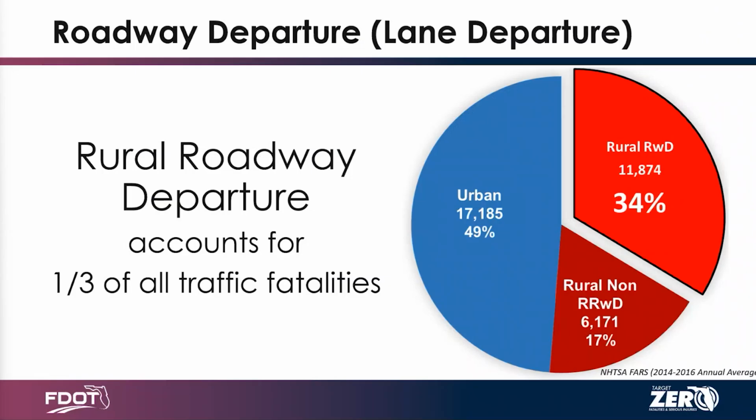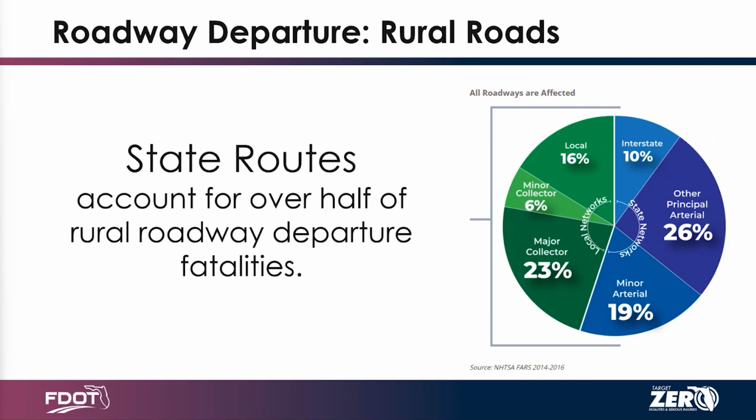So roadway departure or lane departure, the key takeaway here is that rural roadway departures account for a third of all traffic fatalities. This data, I do want to say, is 2014 to 2016 annual averages from FARS. And half of all departure crashes occur on state roads. All roads are affected, but that's a big percentage right there.